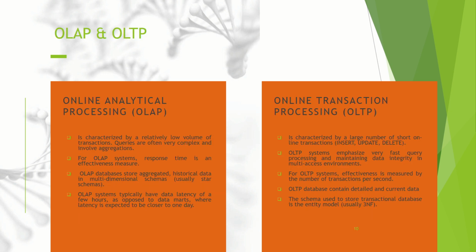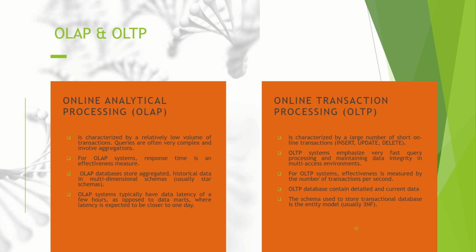Now let us go through the difference between OLAP and OLTP. OLAP is online analytical processing. OLTP is online transaction processing. OLAP is characterized by a relatively low volume of transactions. Queries are often very complex and involve aggregations. OLTP is characterized by a large number of short online transactions. For OLAP systems, response time is an effectiveness measure. OLTP systems emphasize very fast query processing and maintaining data integrity in multiple access environments.